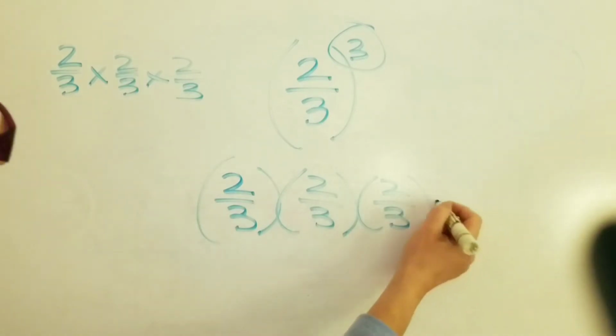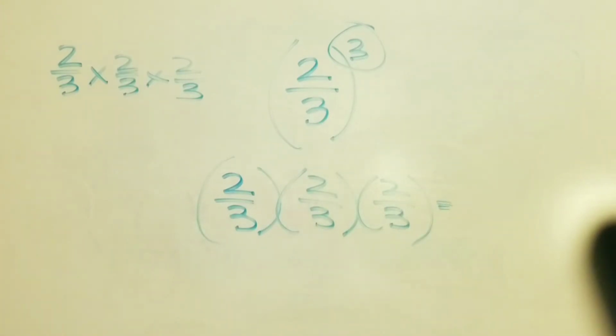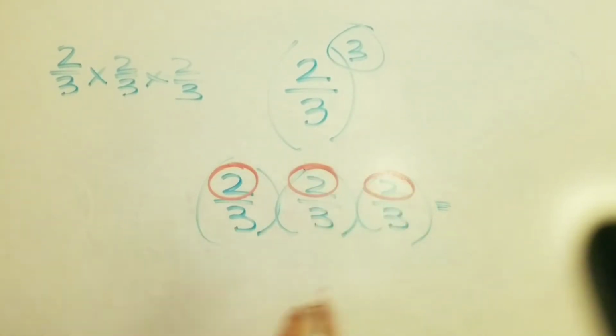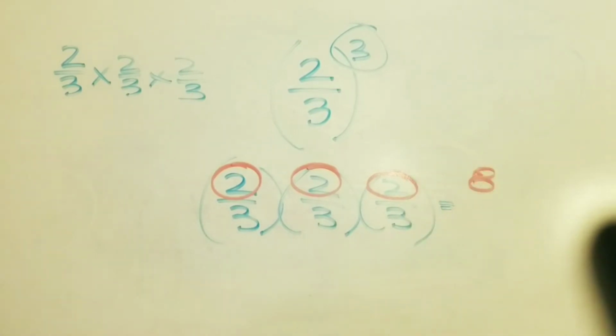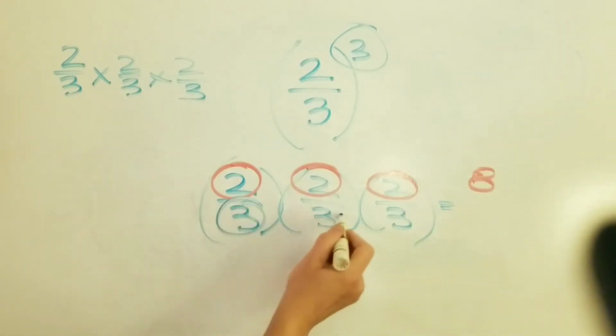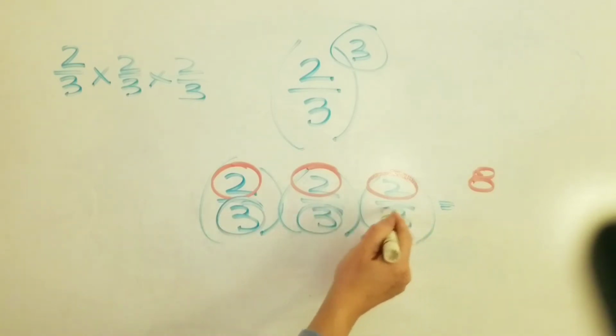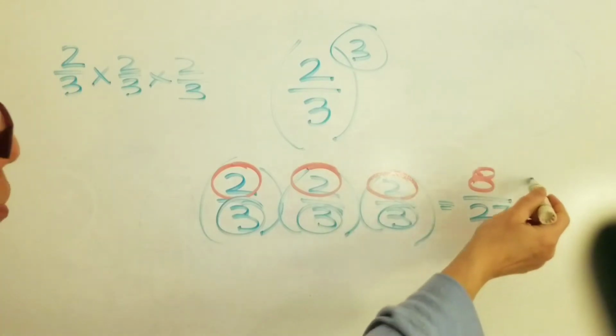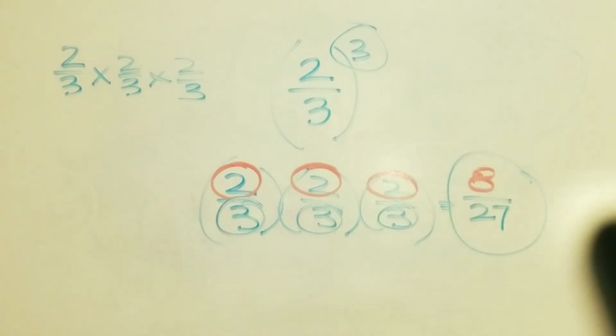Then you multiply your numerators together: 2 times 2 times 2 is 8. And then you multiply your denominators together: 3 times 3 is 9, and 9 times 3 is 27. Your answer, your product, is 8/27. That cannot be reduced anymore.